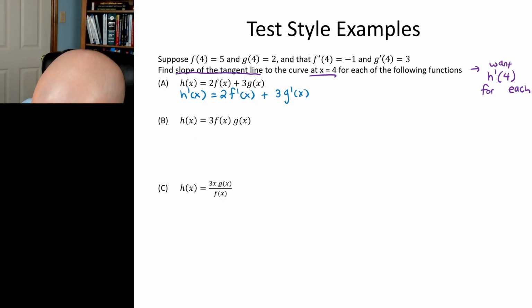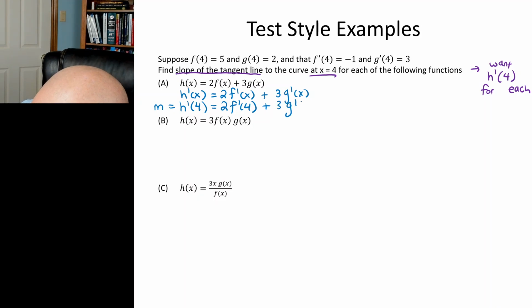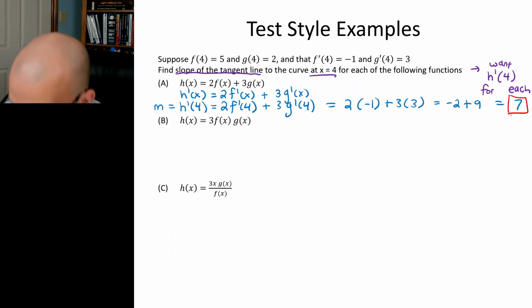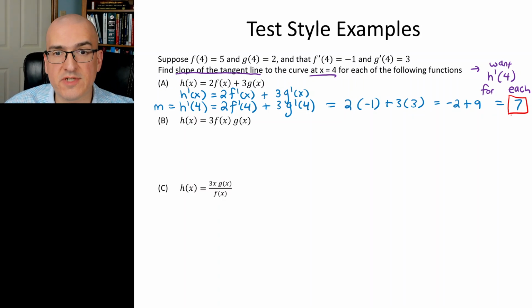Now we're going to get the slope at 4. So 2 times f prime of 4 plus 3 times g prime of 4. We're going to plug in our data. 2 times negative 1 plus 3 times 3. Negative 2 plus 9 is equal to 7. So that's our first answer. That's the slope of a tangent line for the first function, for the first h of x.